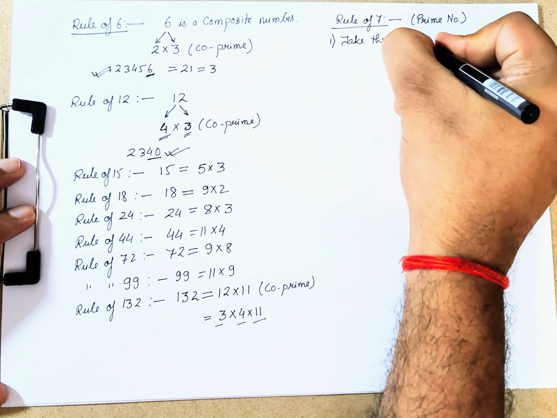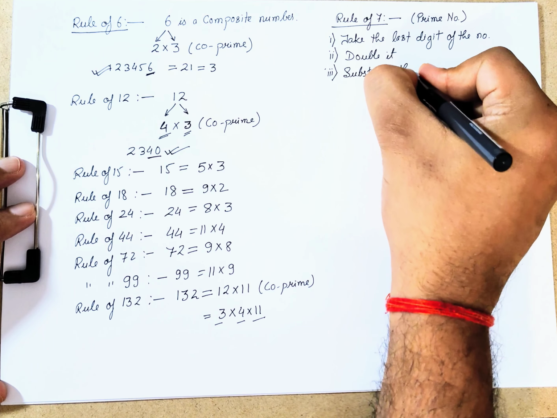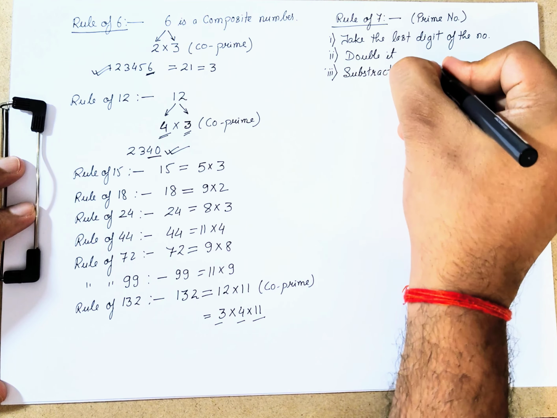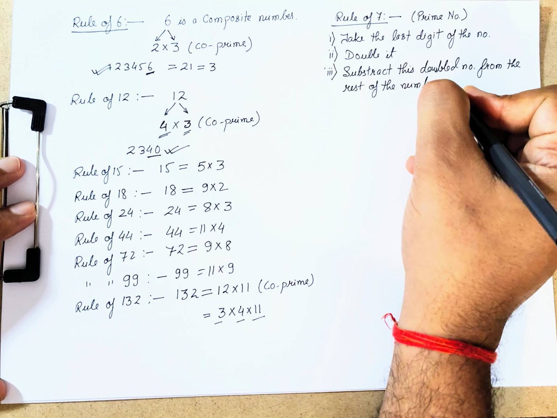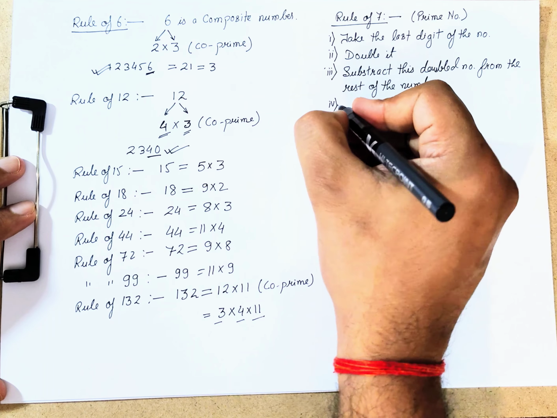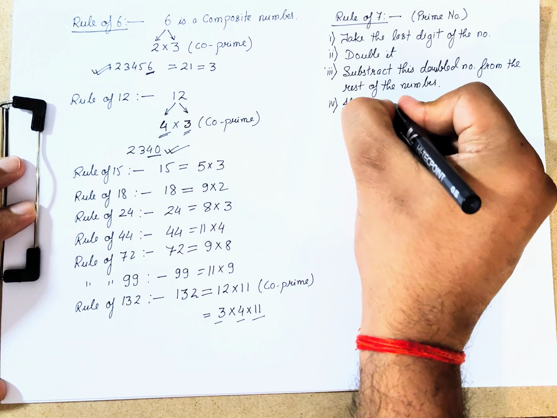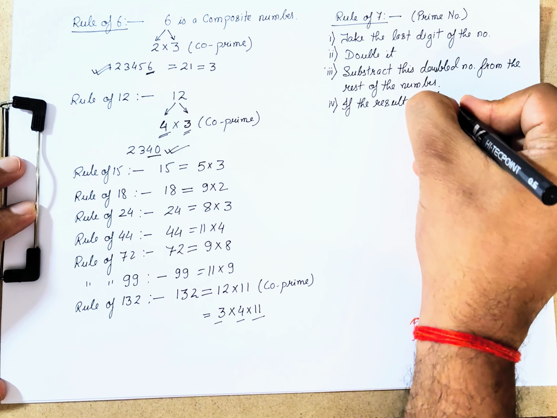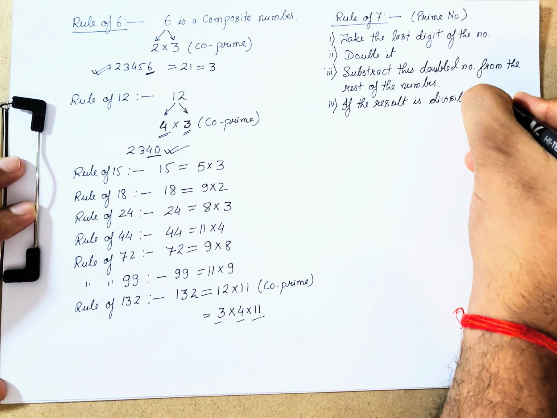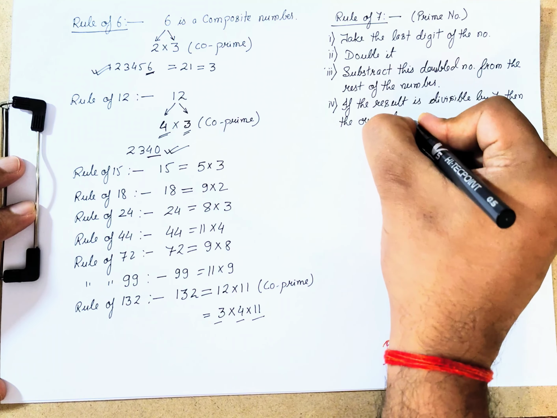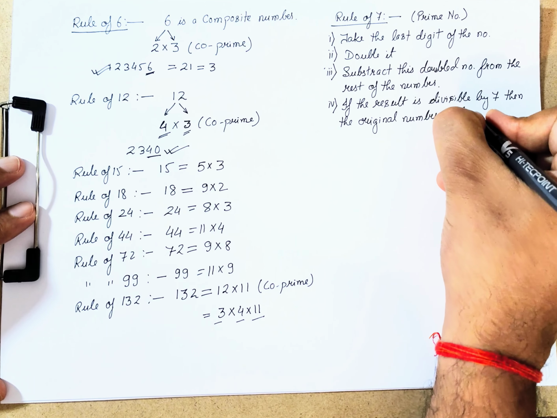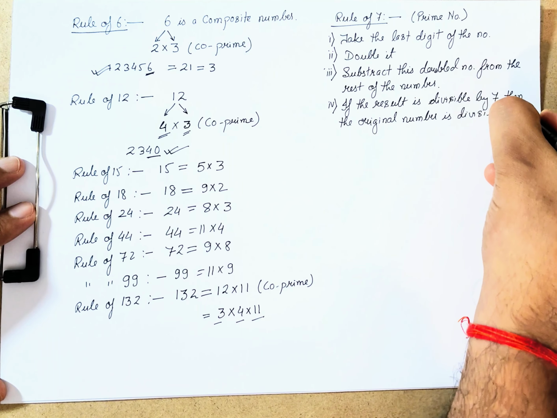Now, subtract this doubled number from the rest of the number. Now, if the result is divisible by 7, then the original number is divisible by 7.